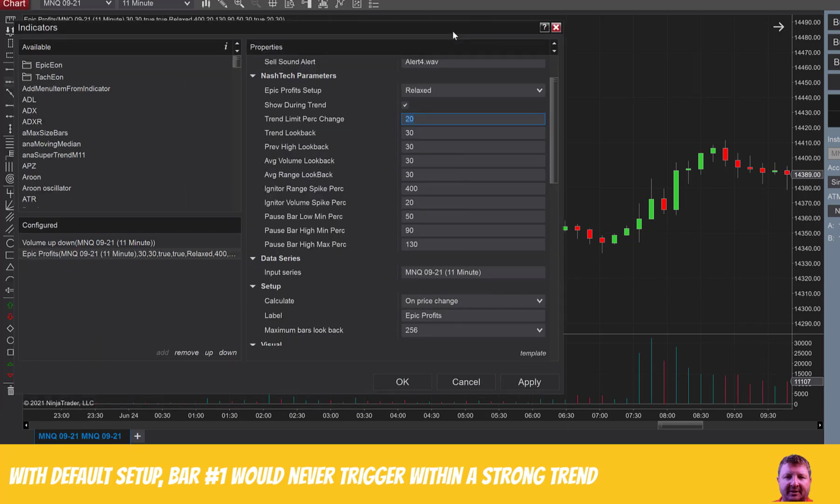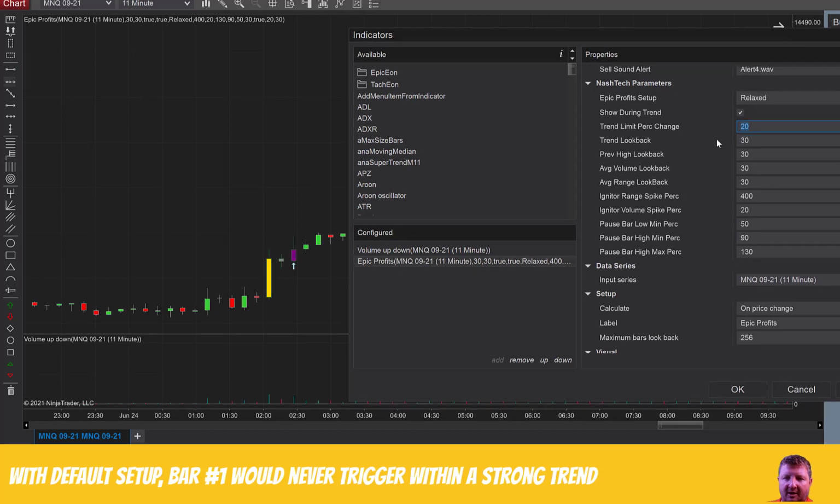Okay, for the next piece of this, we're going to look at look back bars. This is the trend look back, 30 bars. So what does that mean? Well, we're looking at an 11-minute chart, so that means we're looking at 30 11-minute bars. Every single bar is a look back bar.